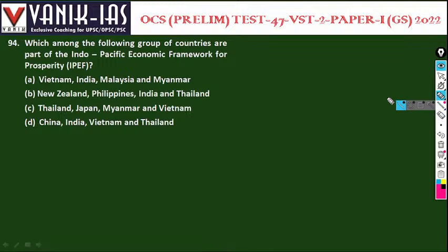Which of the following group of countries are part of the Indo-Pacific Economic Framework? Indo-Pacific Economic Framework for Prosperity. What are the groups? New Zealand, Philippines, India, and Thailand. That is the Indo-Pacific Economic Framework for Prosperity.